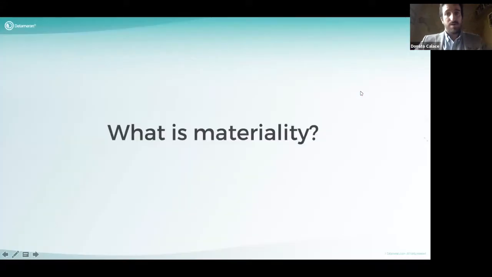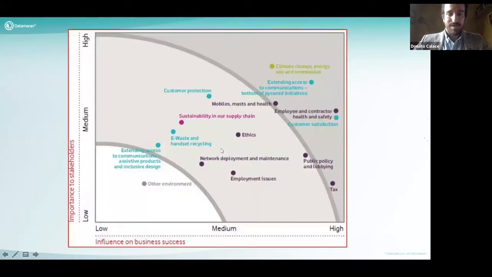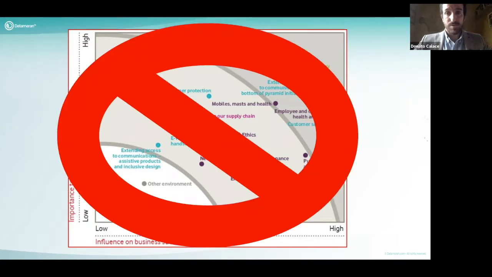Before exploring that, I know that many of you are already familiar with the concept of materiality, but some are also newcomers in the space. So it's always useful to have a quick review of what materiality is. In particular, because if you have this in mind as a representation of materiality, this is wrong. Materiality is not a matrix visualization. That's only its visualization. There's much more to materiality than just the visualization that goes in the report.